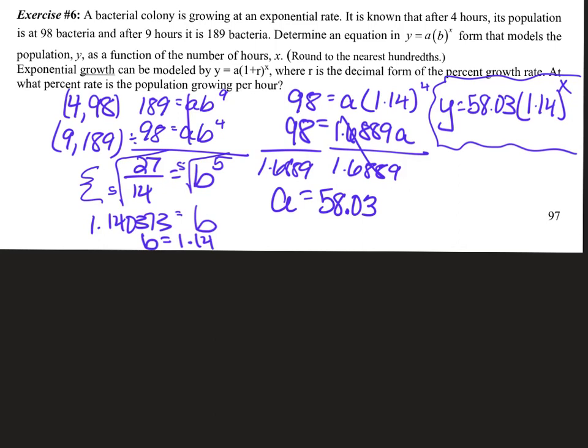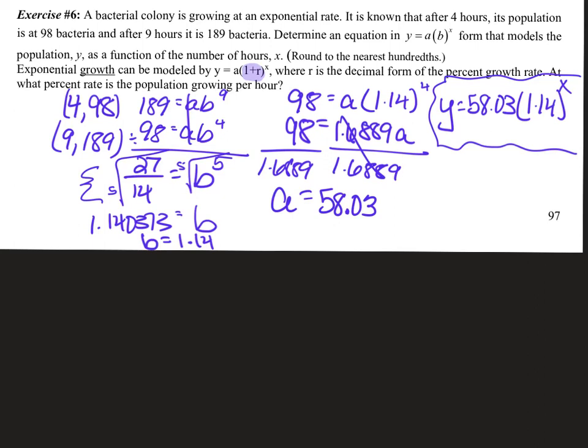And now let me address the second part. Exponential growth can be modeled by y equals a times 1 plus r to the power of x, where r is the decimal form of the percent growth rate. At what percent rate is a population growing per hour? So this is another exponential. It's the same thing, but it's slightly more complicated. What's different is it has 1 plus the rate in the spot where the b usually goes, right?